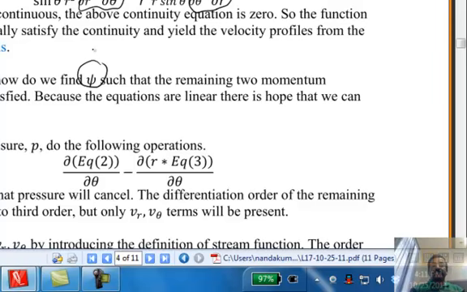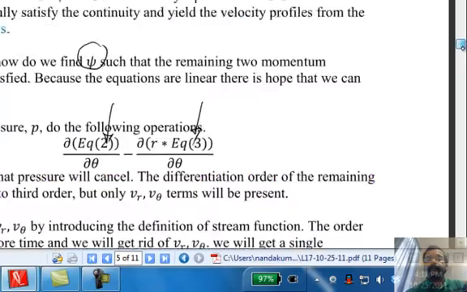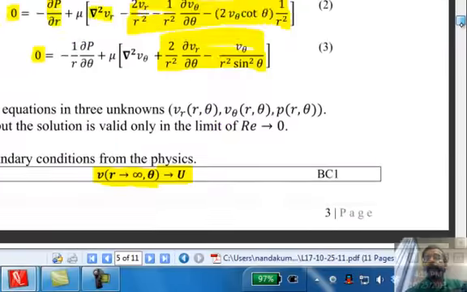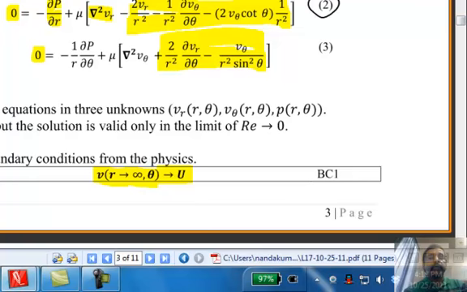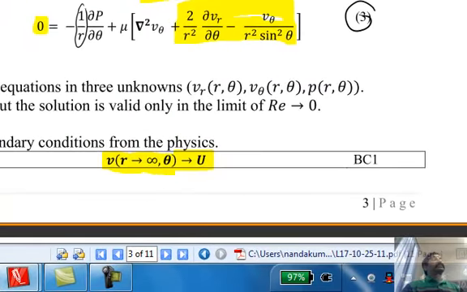So the next step is to take the momentum equations, the R momentum equation and the theta momentum equation. These are equations 2 and 3 that I've just labeled here. Equation 2 is the R momentum equation. Equation 3 is the theta momentum equation. Now I'm taking the theta momentum equation, multiplying it by R to get rid of this R, and then taking the derivative with respect to R.